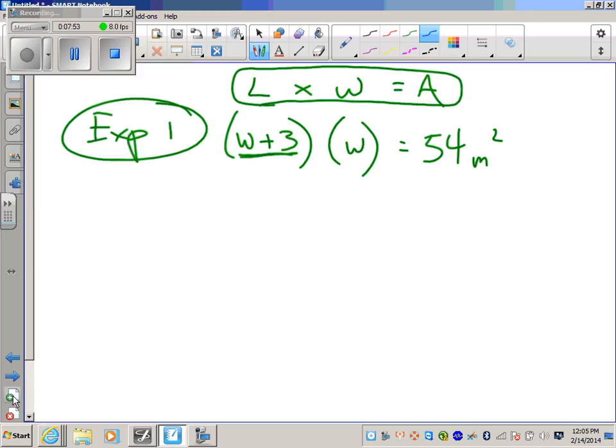You might not see it like this. You might be more used to seeing it written this way, so we could use what property? Distributive. W times W.